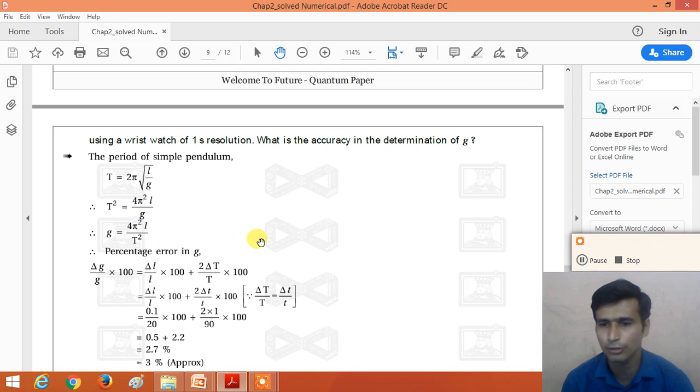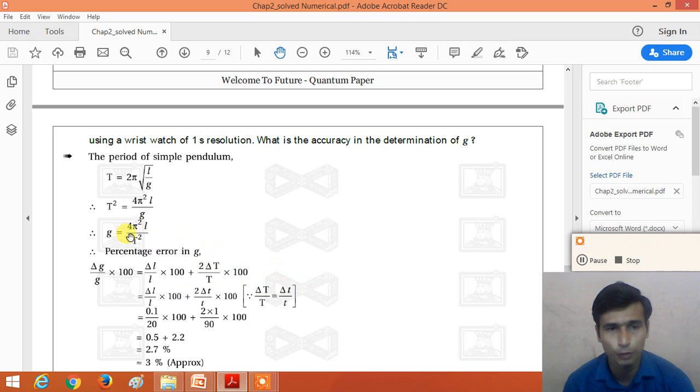So by the rules of the combination of errors, the percentage error in g, delta g by g multiplied by 100, is equal to the percentage error in L, delta L by L multiplied by 100, plus 2 times, because here we have T square, the percentage error in T, delta T by T, right? Here g is affected by T square, so the error in T is taken 2 times, right?